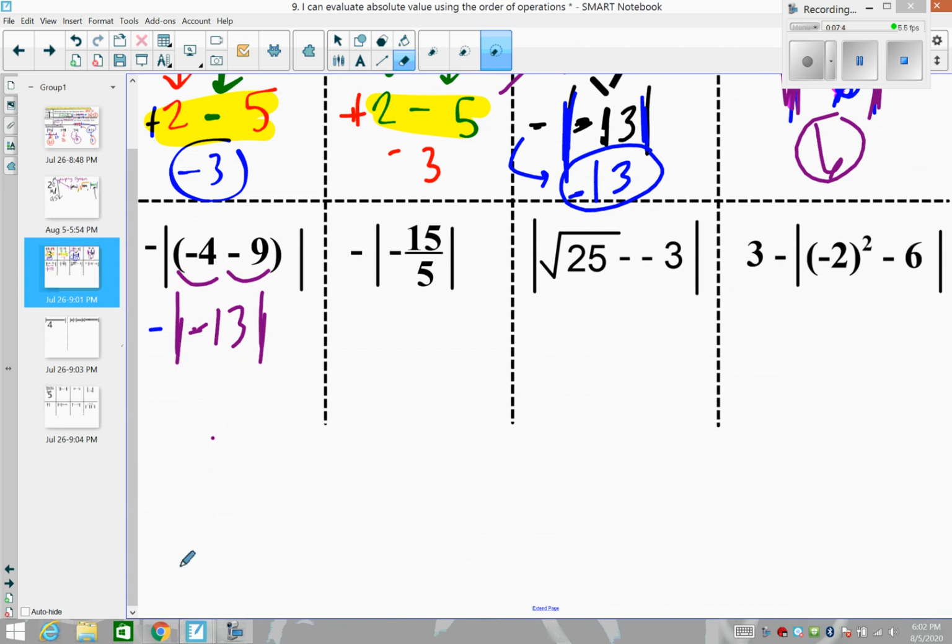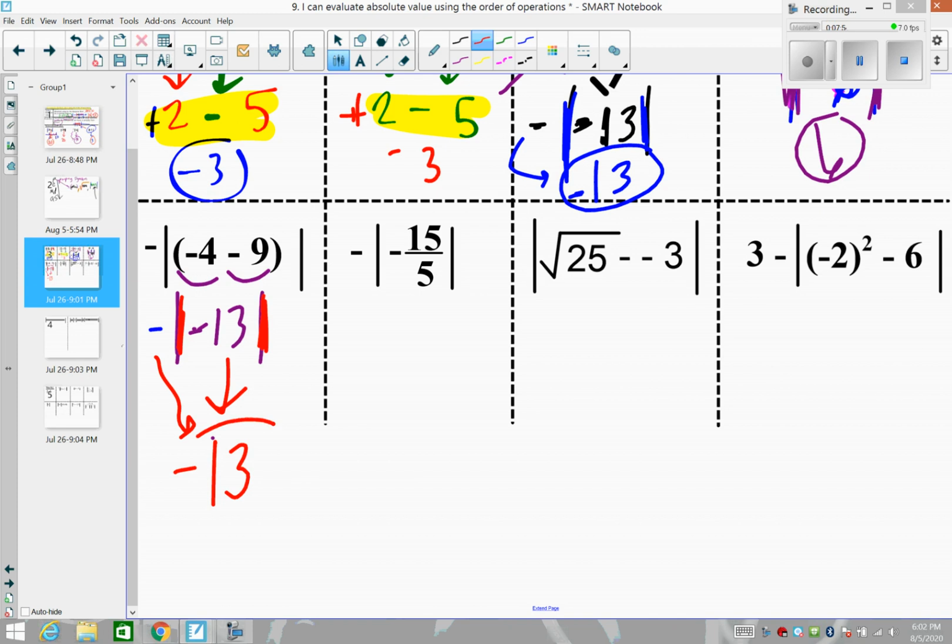Okay, so as we take a look at this symbol, how far away from 0 are we? We're 13 units away from 0. This symbol means opposites. We take the opposite, so the result of that becomes negative 13. Okay, so let's see how you did. Give that next one a shot. Why don't you pause the video, give that next one a shot.